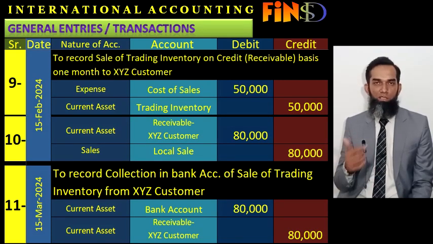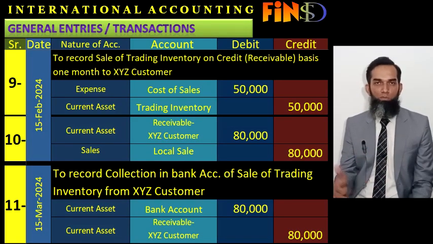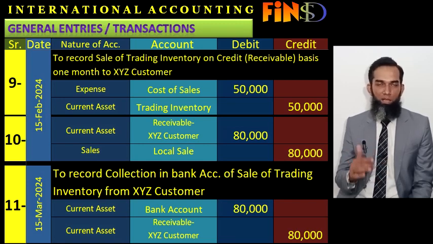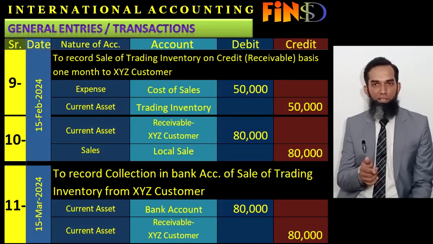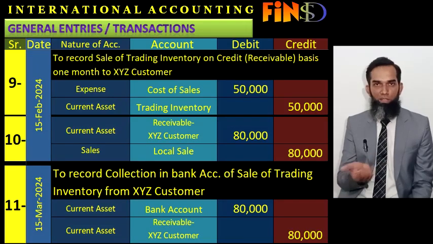The current asset account will be increased by rupees 80,000, and the receivable account which was earlier created by 80,000 has now been reduced by 80,000 rupees, netting off the original balance. At 15th March 2024, the receivable account ledger balance would be zero, because it was earlier debited by the 80,000 and now credited by the 80,000. So the difference would be nil.